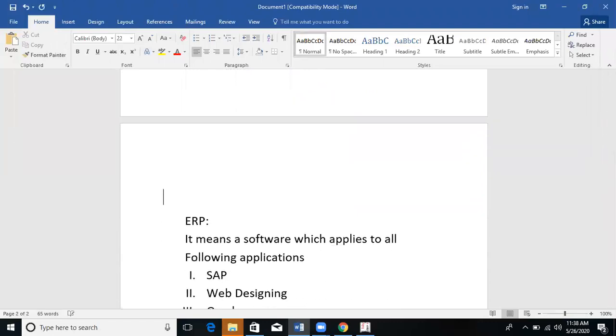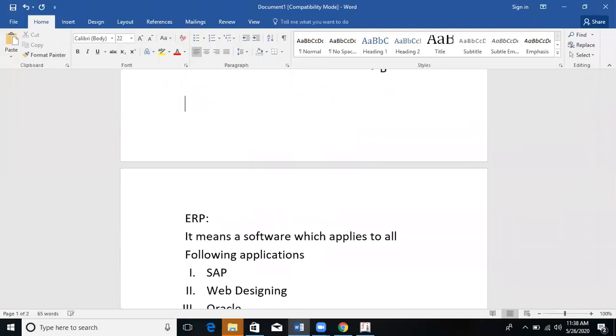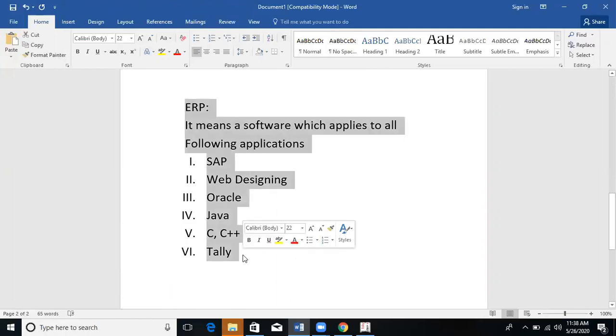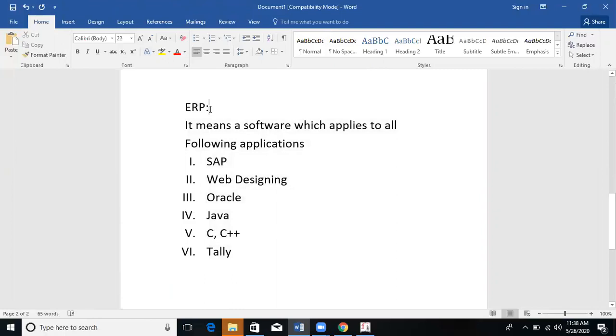Here, ERP, as we just discussed, is a software which applies to applications like SAP, web designing, Oracle, Java, C++. So this is how ERP is defined.